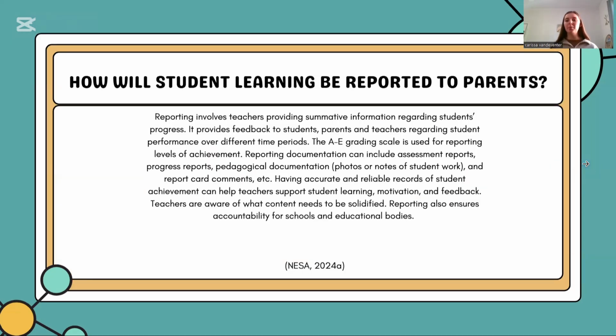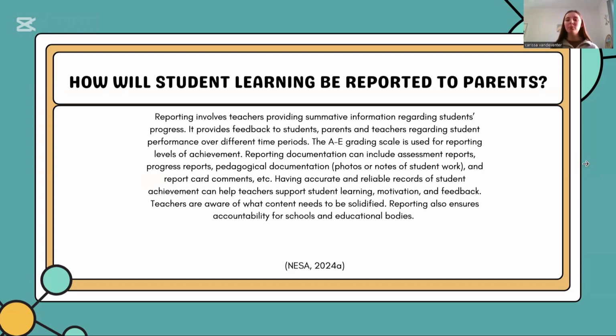How will student learning be reported to parents? Reporting involves teachers providing summative information regarding students' progress. It provides feedback to students, parents and teachers regarding student performance over different time periods. The A to E grading scale is used for reporting levels of achievement. Reporting documentation can include assessment reports, progress reports, pedagogical documentation like photos or notes of student work, and report card comments, etc.